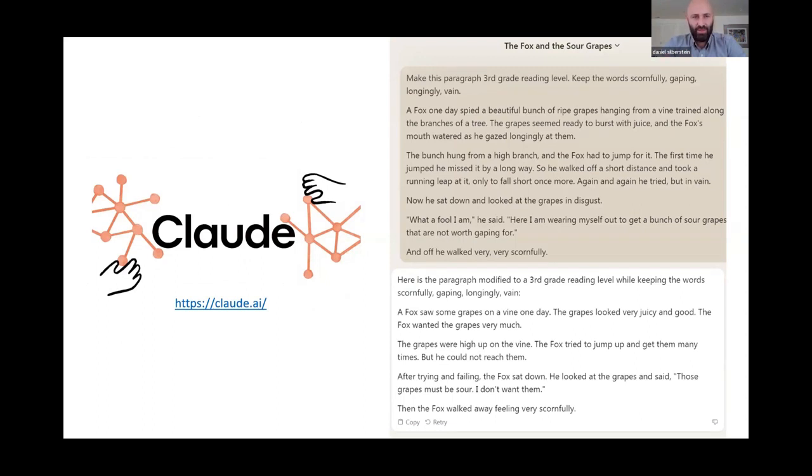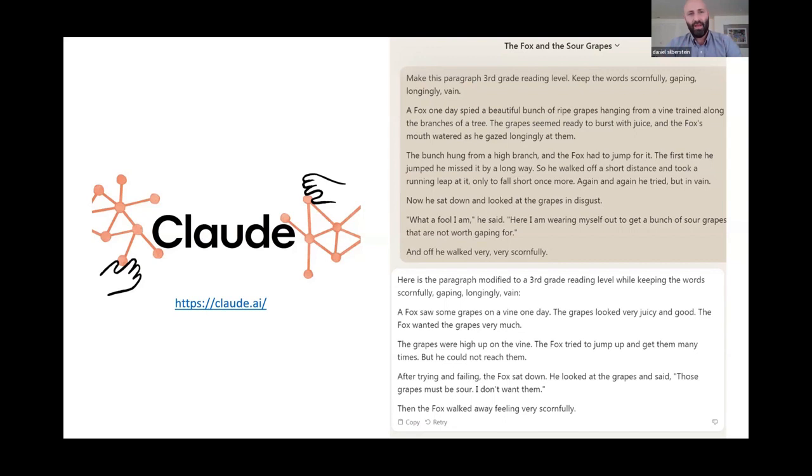So, ChatGPT, Claude, Bing, whatever program you'd want to use, you could just highlight the text and say, hey, I want this text modified to be second grade, but I want to keep these vocabulary terms in there. And then it will just spit it out for you. So you'll see, I said, make this paragraph third grade reading level, keep the words scornfully, gaping, longingly, in vain. And so it would just spit it out for me in that way. And then you could have the students use that.